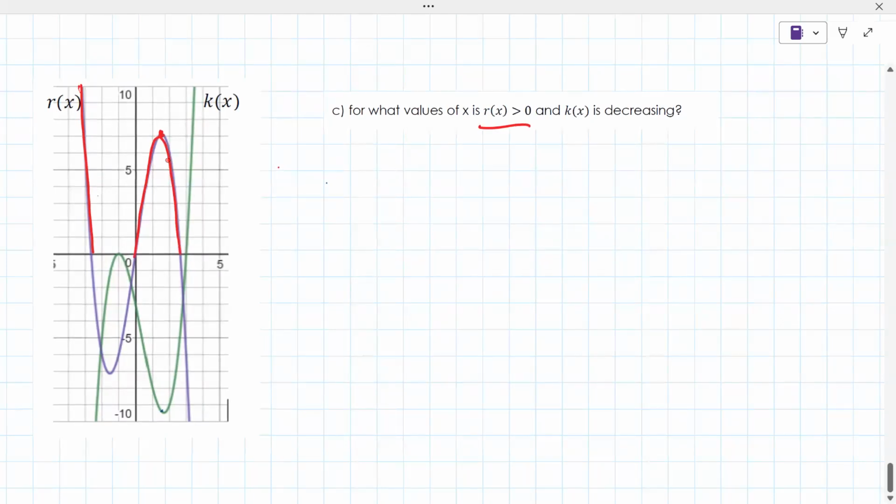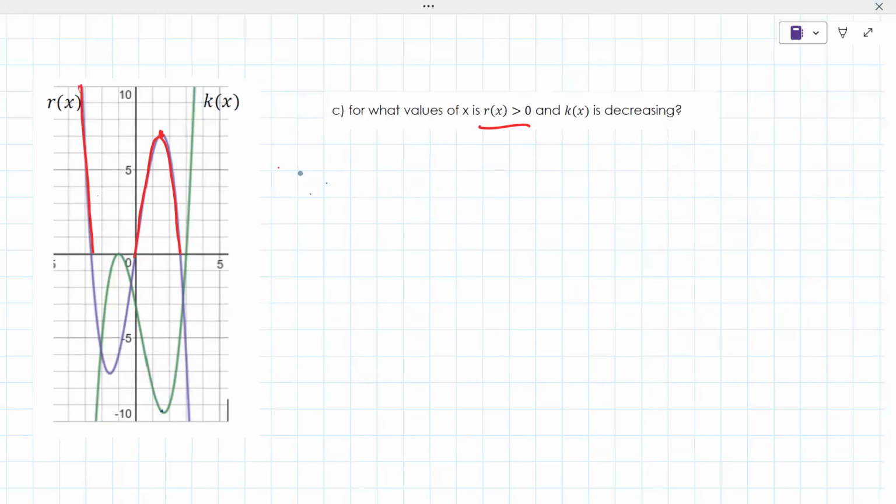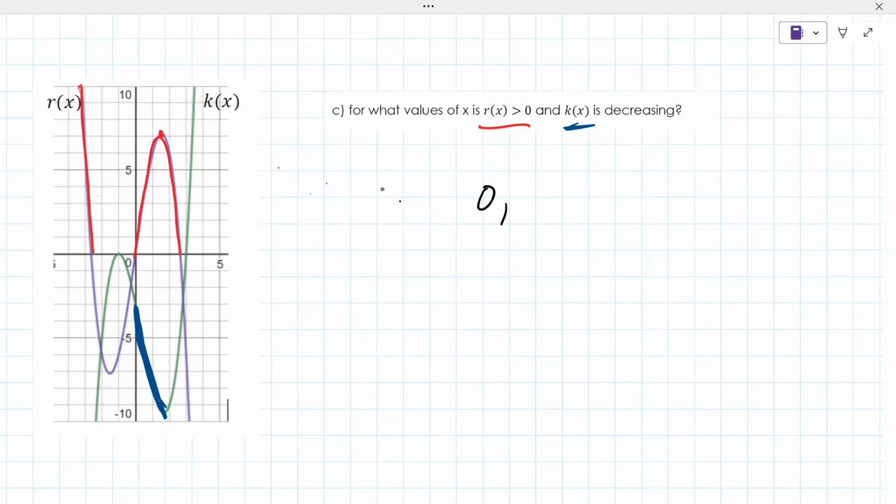And then K of X decreasing. So that means the other one's going down and to the right. So it looks like it's going down and to the right here. So that's the only place where they're both true. Looks like that's from 0 to like 1.5. Because in this other red region, the graph's going up, so it's definitely not decreasing.